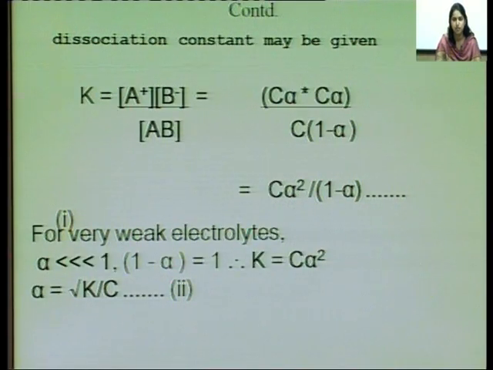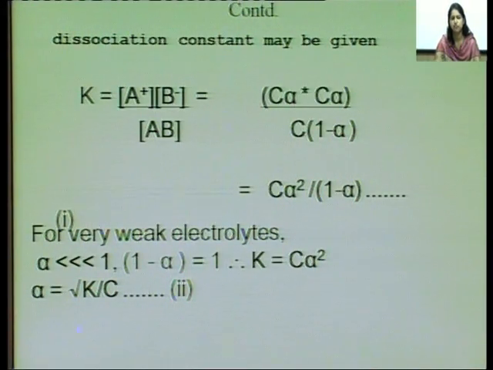that is AB. So, at equilibrium, the concentration of A plus is C alpha, and the concentration of B negative is also C alpha. So, C alpha into C alpha over the concentration of electrolyte, that is C into 1 minus alpha. Then we solve this equation, and we get C alpha square over 1 minus alpha. So, this expression we have got, that is K is equal to C alpha square over 1 minus alpha.